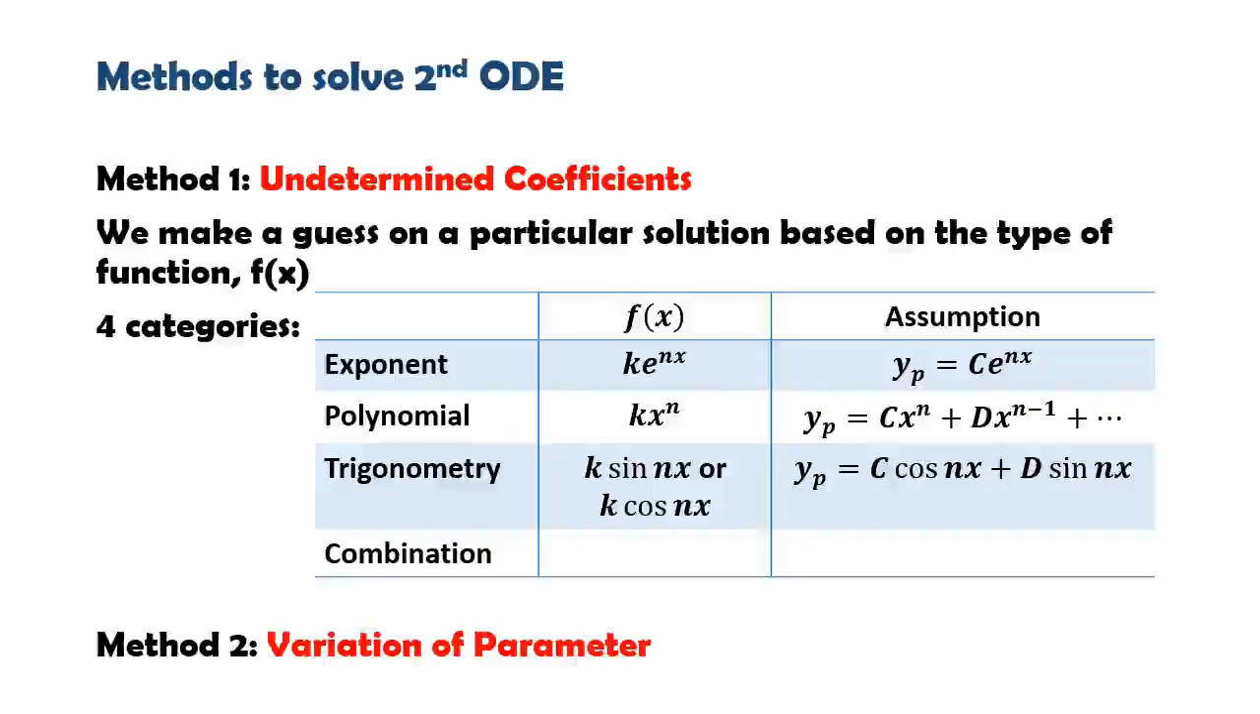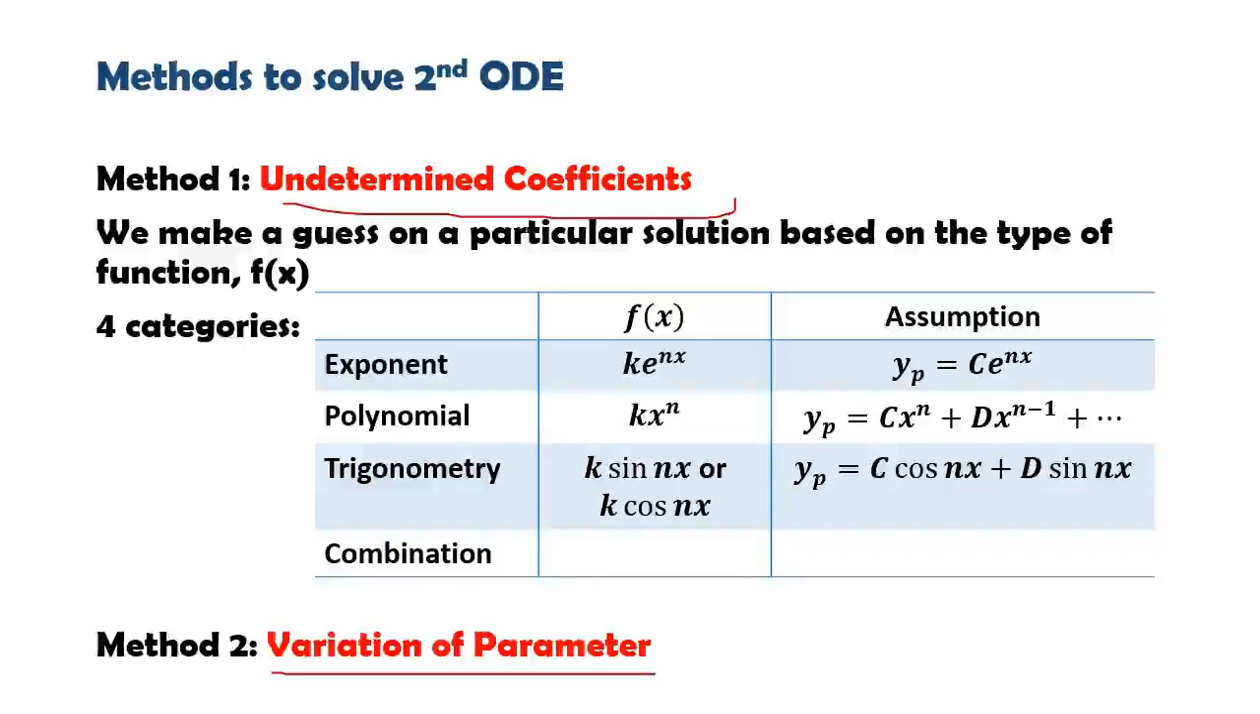The first method is the undetermined coefficient, and the second method is the variation of parameter. Today we're going to concentrate on method 1, which is undetermined coefficient. In this method, we make an assumption for a particular solution based on the type of the function f(x). Altogether, there are 4 categories.